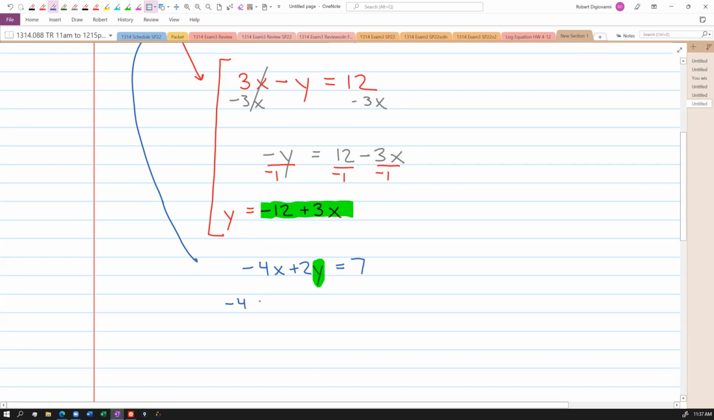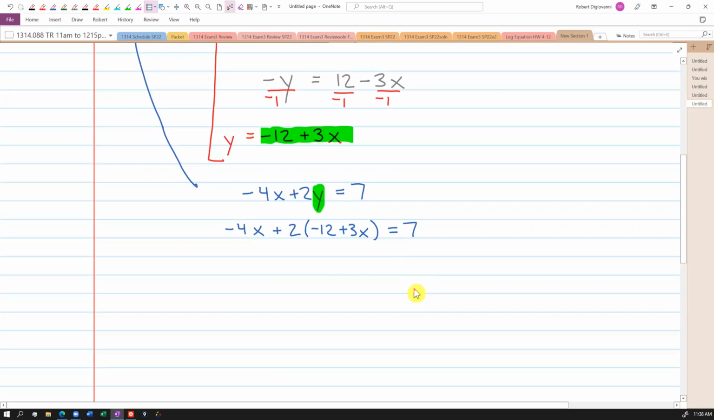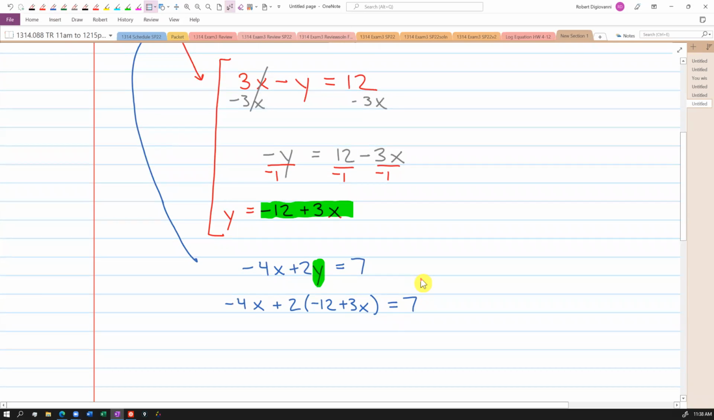What are you going to do with that 2 that's in front of the y? You're going to have to distribute it, right? So you need to put that y in parentheses, negative 12 plus 3x, and then equals 7. Any questions there? Distribute the 2 through.